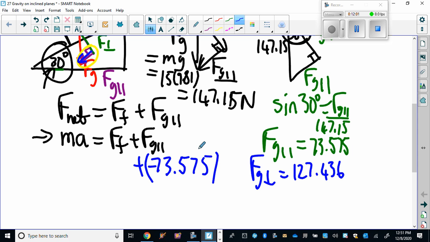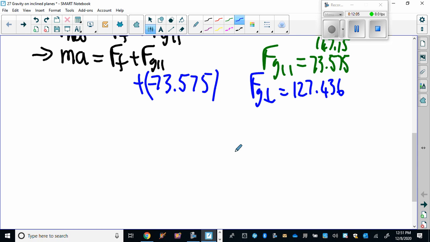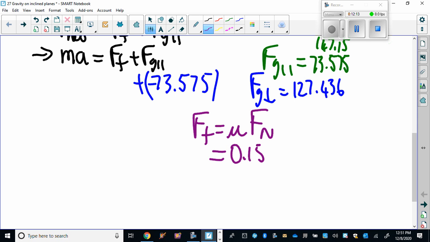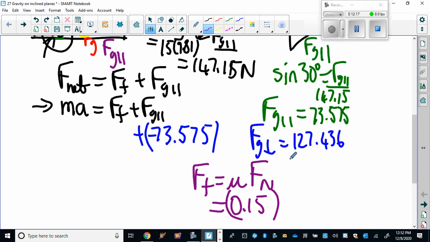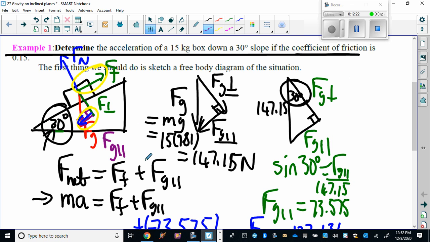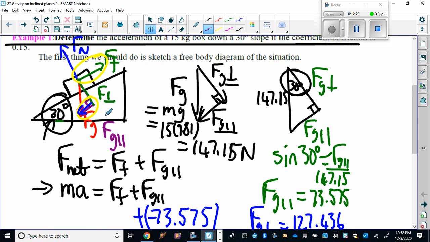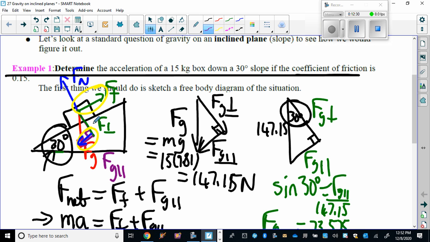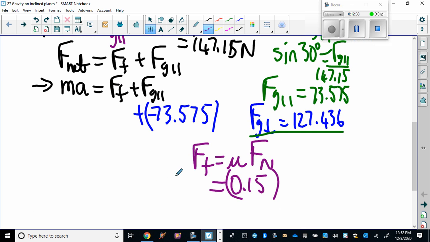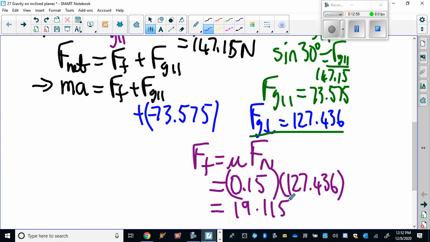Now I need Ff, the force of friction. How do I get the force of friction? Well, I have to go back to my force of friction formula, which is mu times Fn. Mu is given to me. Is Fn given to me? Well, now it is, because I've already calculated that. We know that Fg perpendicular, look at our diagram over here, must be equal and opposite to Fn, because the object is not accelerating perpendicular to the surface. So therefore, Fn is going to be 127.463. We multiply those together and we get 19.115. That is my force of friction. And now I know I can put that in here.